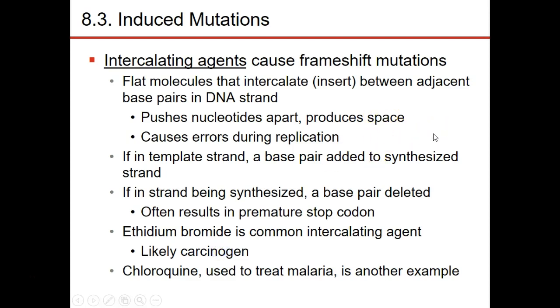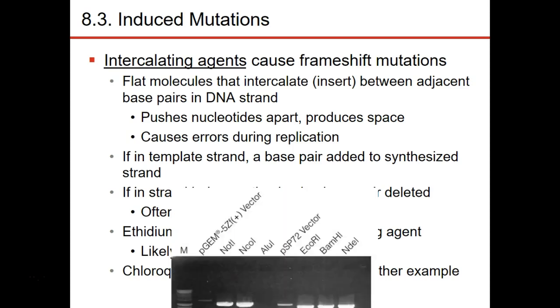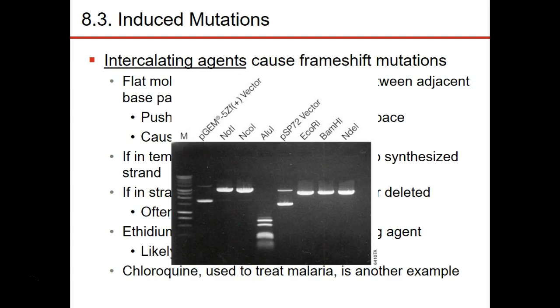Intercalating agents cause breaks within the DNA sequence and allow for either deletions to occur, or you can cause insertions to occur. This causes frameshift mutations. My favorite one that I talk about is ethidium bromide. Ethidium bromide is an intercalating agent, and it also is radioactive and very likely a serious carcinogen.